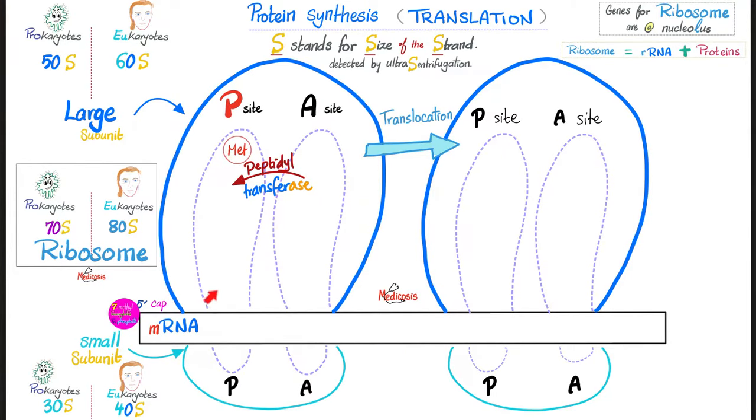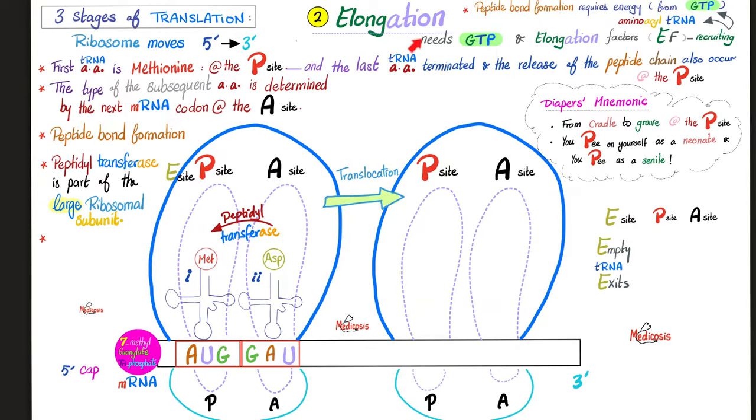First amino acid will land here. The second tRNA loaded with the amino acid is going to land here. Then you make a peptide bond between them, hashtag peptidyl transferase, which is a beautiful enzyme that belongs to the large subunit of your ribosome. We're done with initiation. Let's elongate.